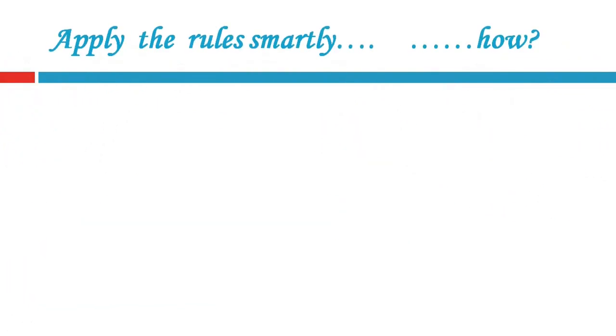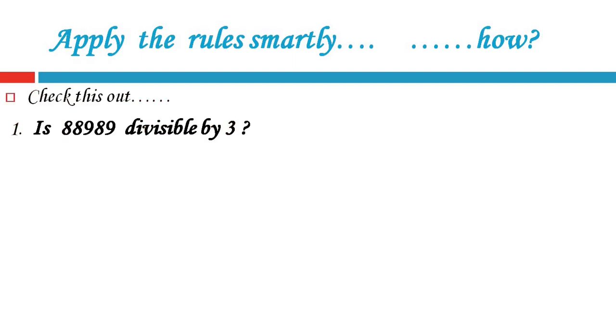Now as such, you know the rules. You have to apply the rules smartly. The question is, how will you apply the rules smartly? Let's see this. Is 88,989 divisible by 3?